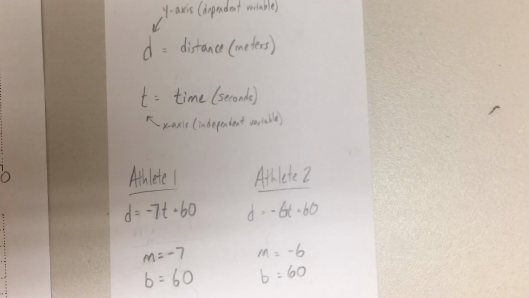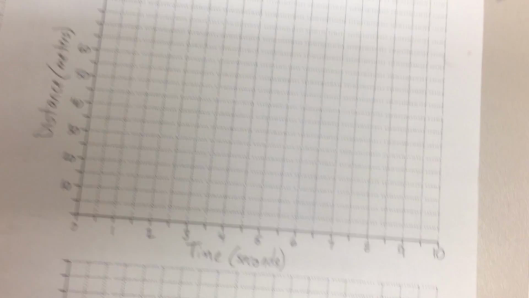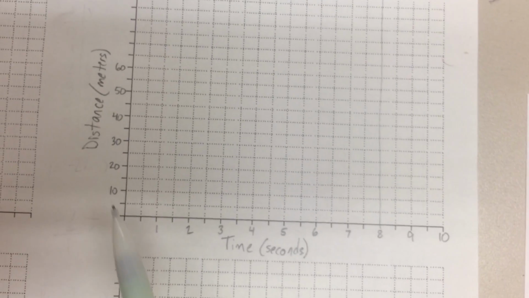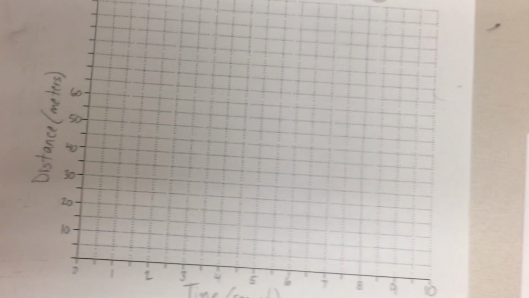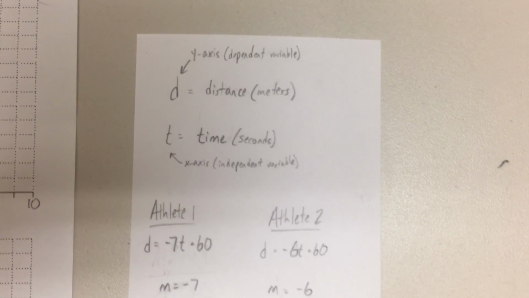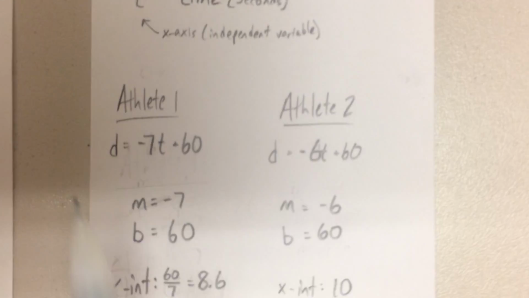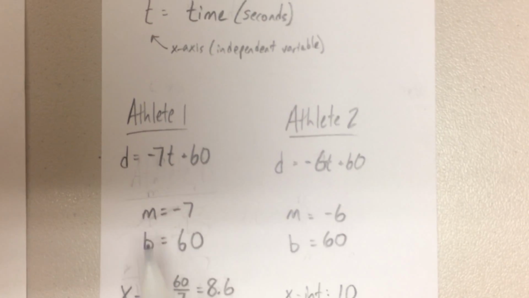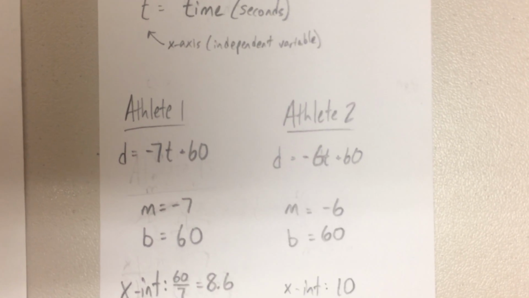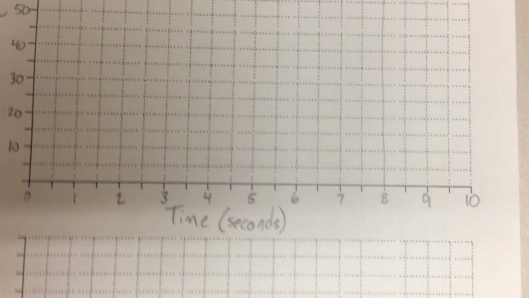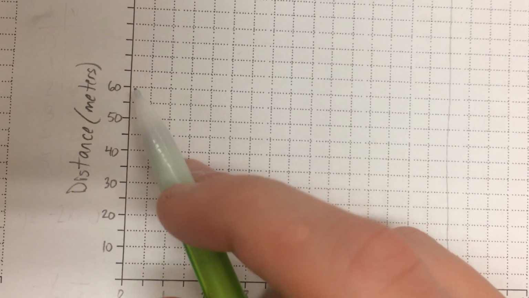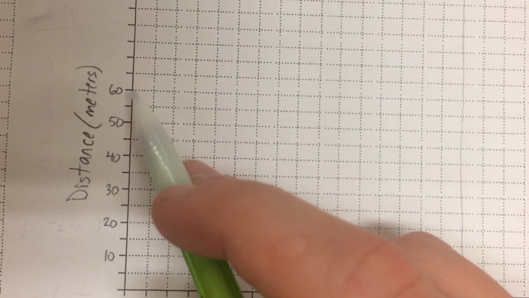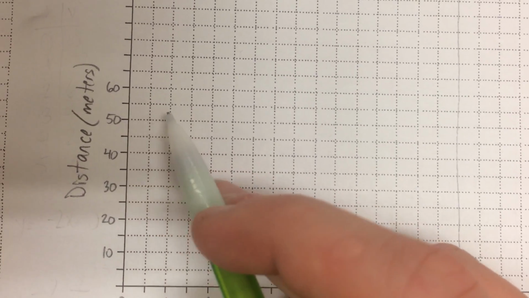Okay, so there's two different ways we can graph this. Actually, let's take a look at the graph right now. I have time on the bottom on the x-axis and distance on the y. One, we can use this as slope-intercept form and take our slope and our y-intercept out for both of these lines. If we were to do that, we would go up to 60 being our y-intercept, and then it was a -7 slope, so we would go down 7 to the right 1.